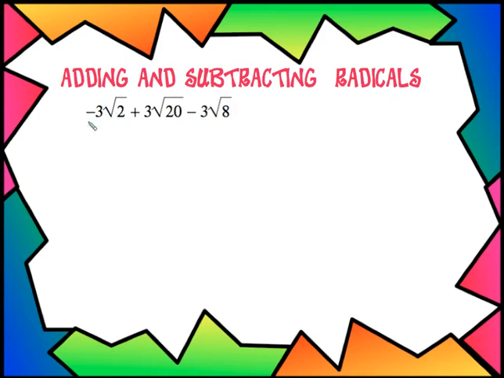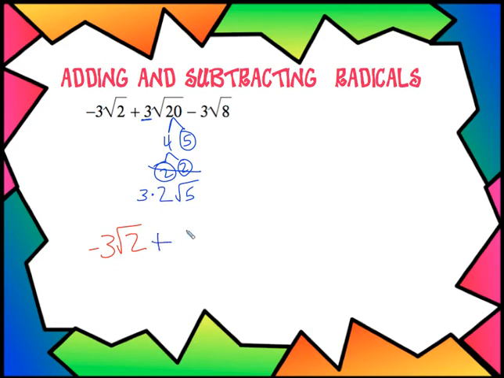All right, this one cannot be broken down. 2 is already prime, so I'm going to bring that down here. I'm going to try to break down this 20. I get 4 and 5, 2 and 2. So I can bring out a pair of 2's. So I've already got a 3 out here. I'm bringing out a 2, and I have a 5 left over. So you use the same sign. It's going to be a plus, and that's going to be 6 radical 5.